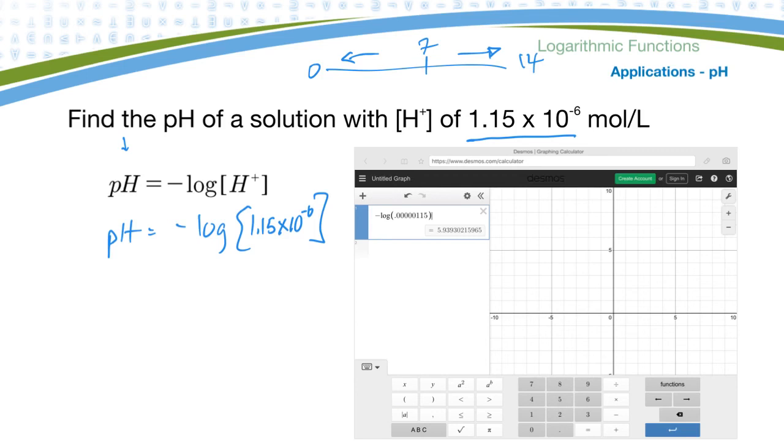I think the decimal equivalent of the scientific notation is correct, and so the pH comes out to 5.939. So this pH would be 5.939. And there's no units associated with pH, so it's just 5.9. So this solution would be slightly acidic, 5.939.